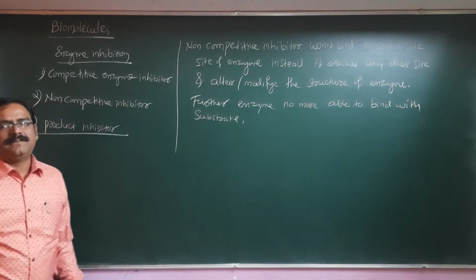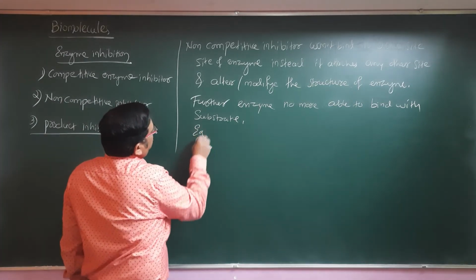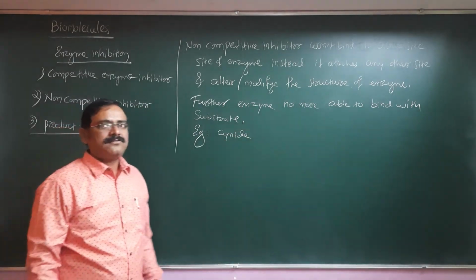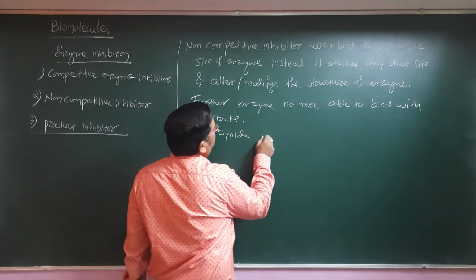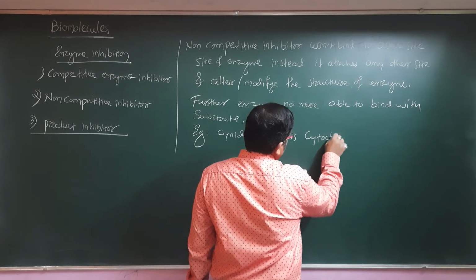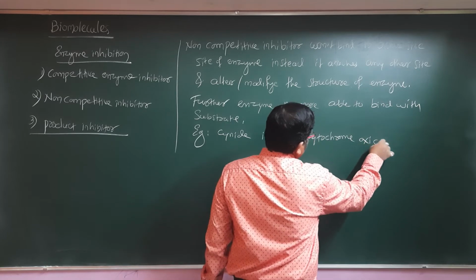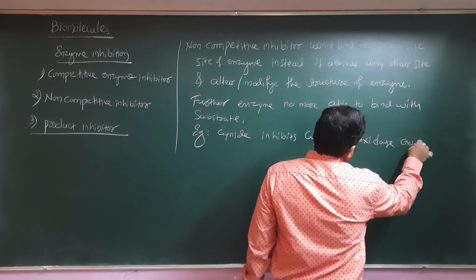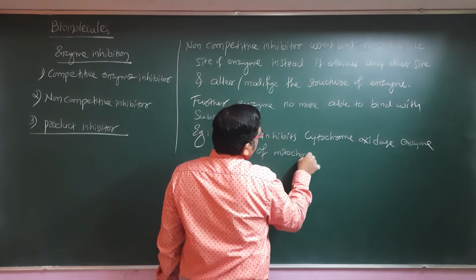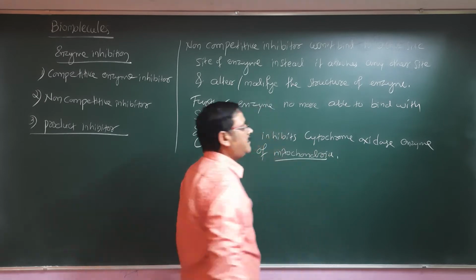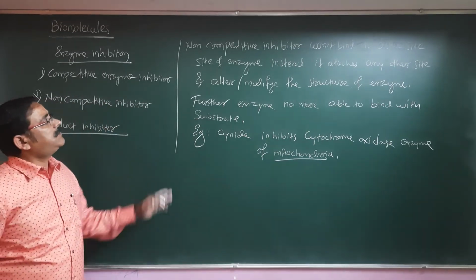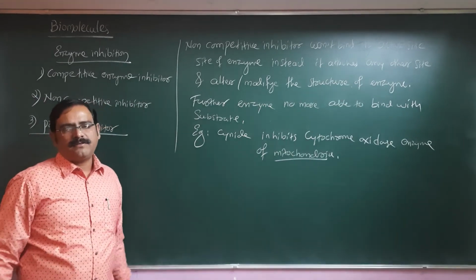So a simple example for this, let me tell you, is cyanide. When it is consumed, it can cause sudden death also. Why? Because cyanide inhibits the cytochrome oxidase enzyme of mitochondria. So when mitochondria itself is damaged, there is no chance of survival further. The cell will die very soon. So this is what we talk about as a non-competitive inhibitor.